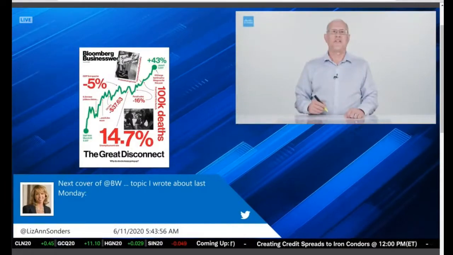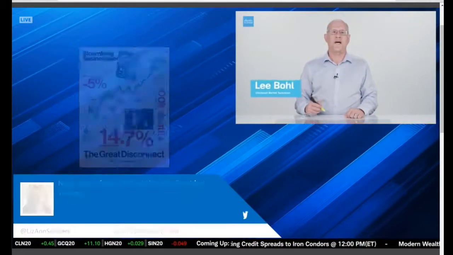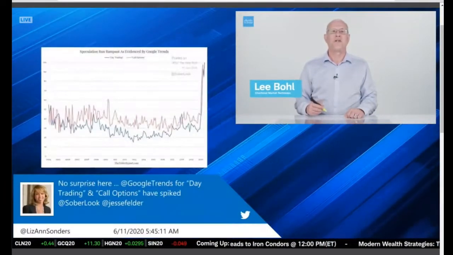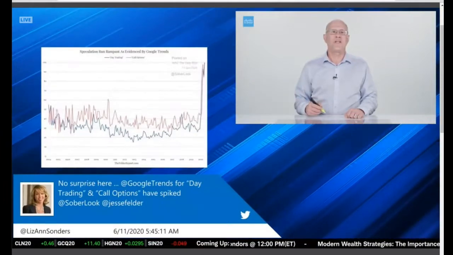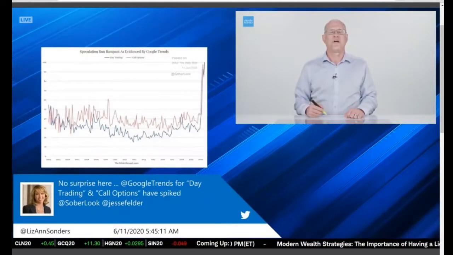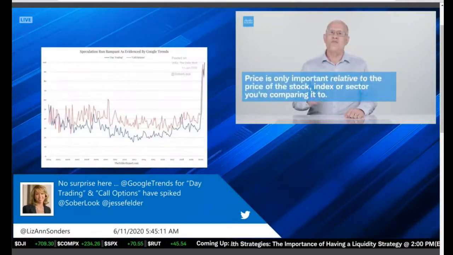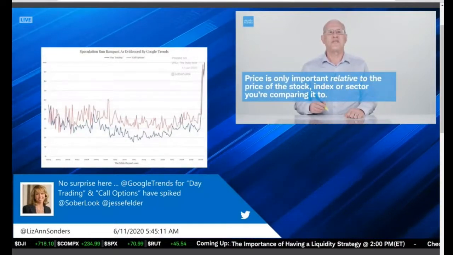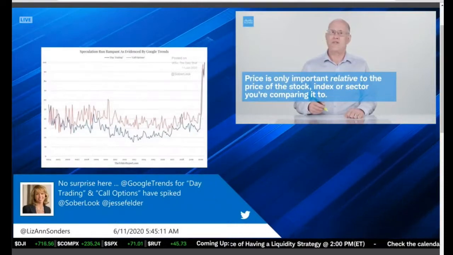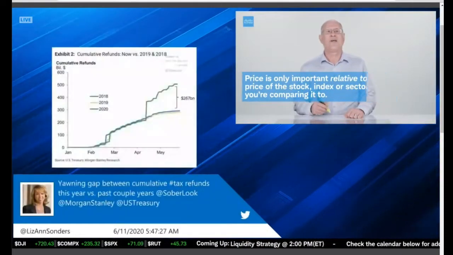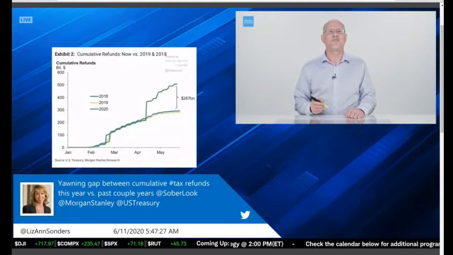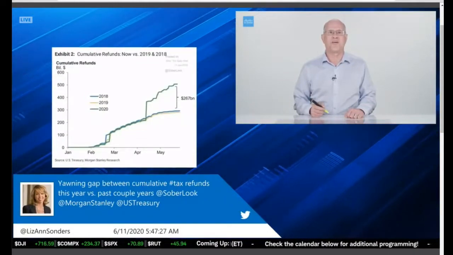The price relative indicator is a way to judge how the stock, sector, or index you are following is performing relative to any other stock, sector, or index. While the word price is in the name, it is only important in relation to the price of the stock, sector, or index you are comparing it to. That's a key point, and one that can be confusing when traders are first using the price relative indicator.